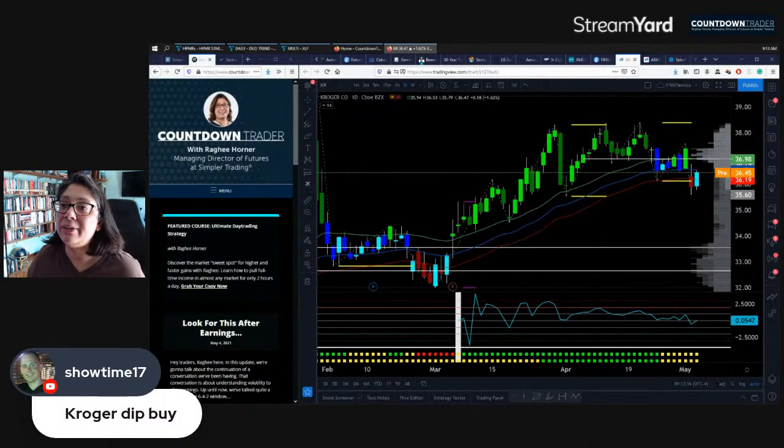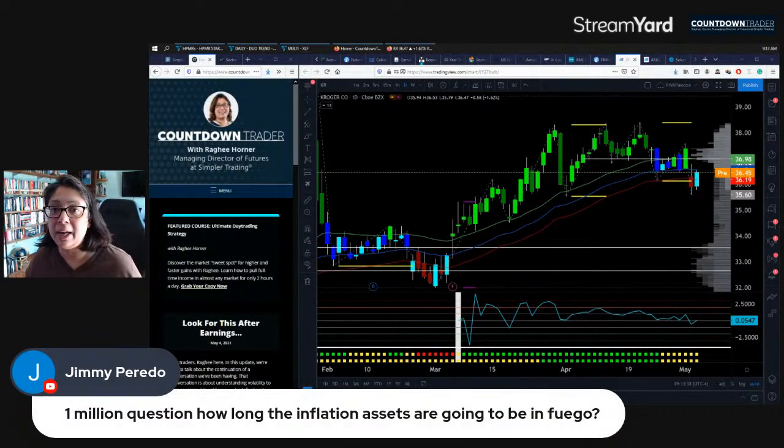How long is inflation going to be in fuego? For as long as the central bank policy supports it. We'll never know time horizons, gang. We can only monitor the time frame, but it's for as long as the central bank allows it to be. So as long as the central bank remains accommodative, and that's the $1 million question, right? Nobody knows, but we can track it. There's a number of ways to track it, and that's really what macroeconomics are about.